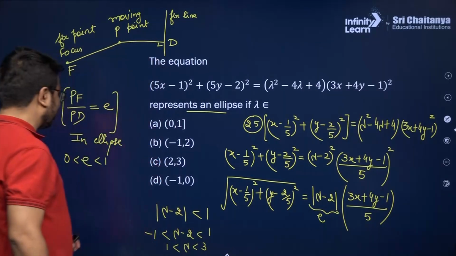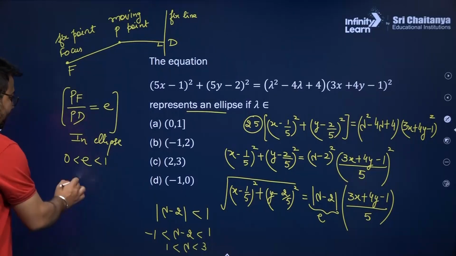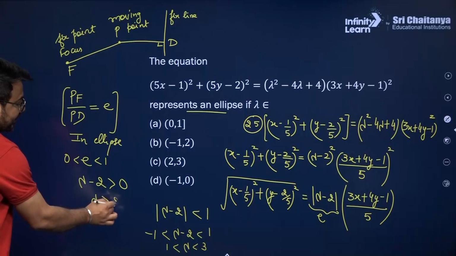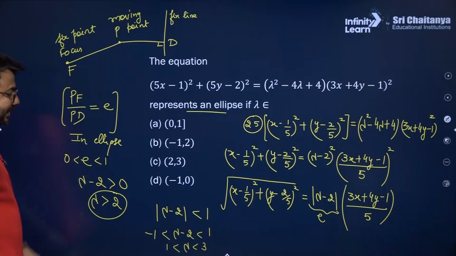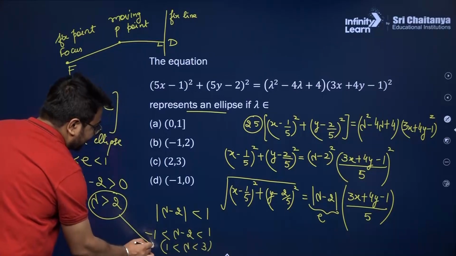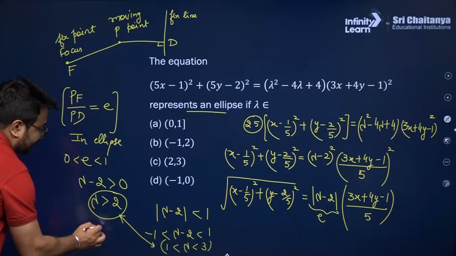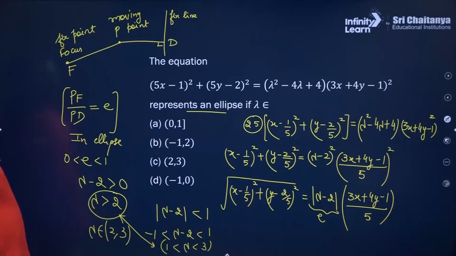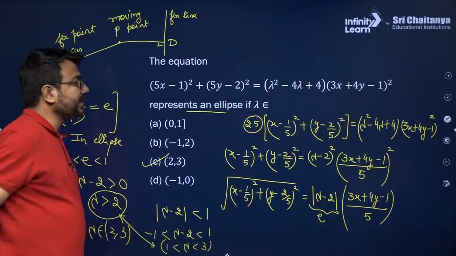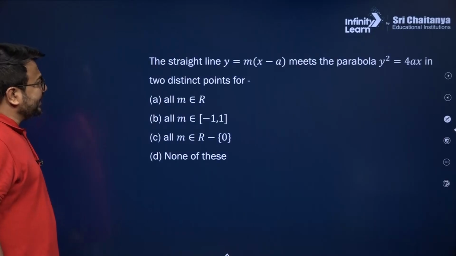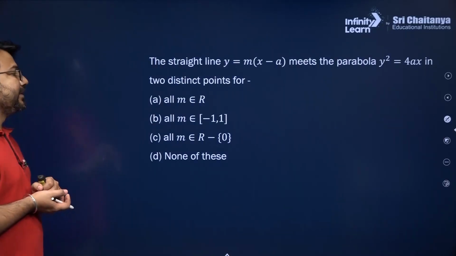Moreover, we also need to think that lambda minus 2 should be greater than 0 also. So lambda should be greater than 2. Lambda belongs to 1 and 3. Combining these two, lambda belongs to 2 to 3. Is there any particular option which says that lambda belongs to 2 to 3? Yes, that is option C. Hence option C should be the final answer. I hope you are able to understand how we got the answer as option C.